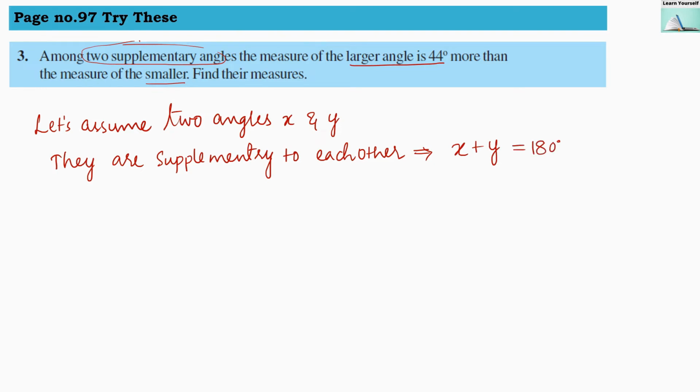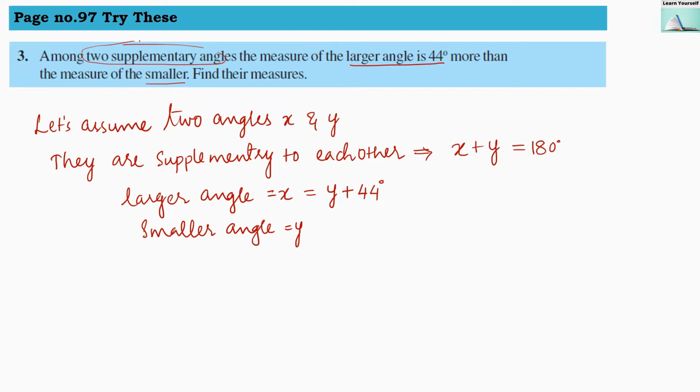Now they have given another piece of information: one angle is larger and one is smaller. So the larger angle will be x and the smaller angle y. The measure of the larger angle is 44 degrees more than the smaller angle. So I can write x as y plus 44, because it is larger than the smaller angle by 44 degrees. So now we have two angles, y plus 44 and y.